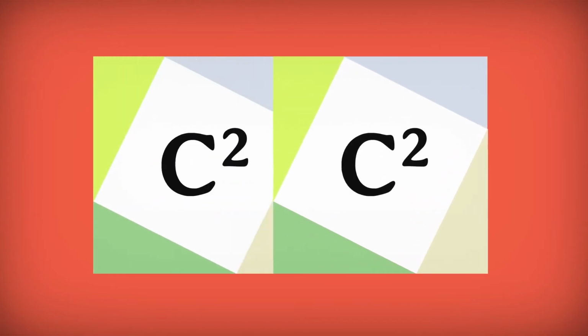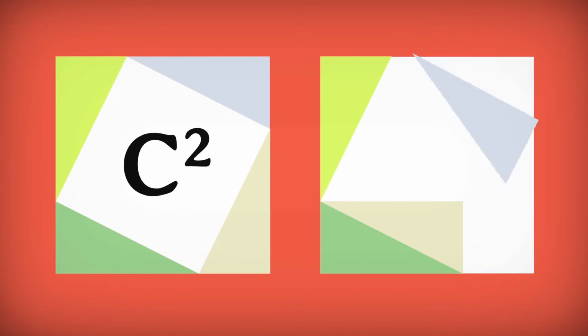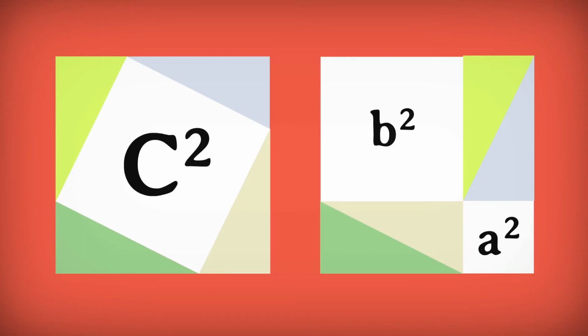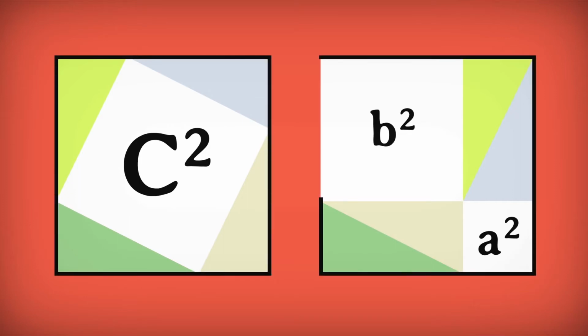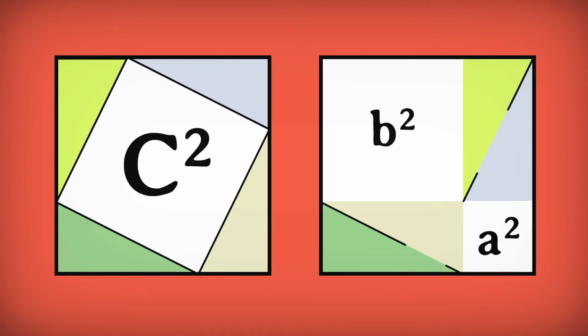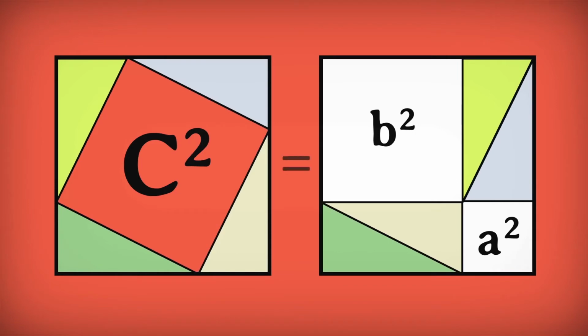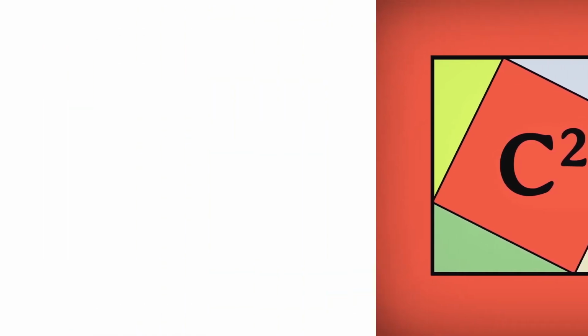Now rearrange the triangles into two rectangles leaving small squares on either side. The area of these small squares is A square and B square. But the two figures are identical, so the total area of both these figures is also the same. So the empty space in the first square, which is C square, must be equal to the empty space in the other square, which is A square plus B square.